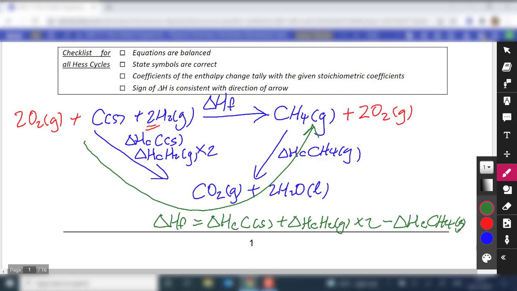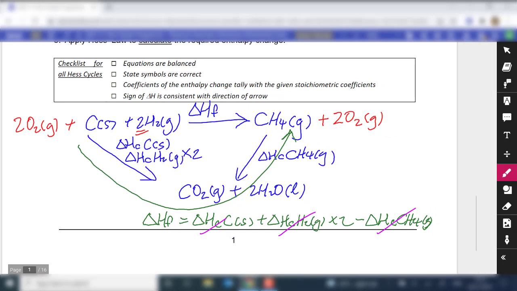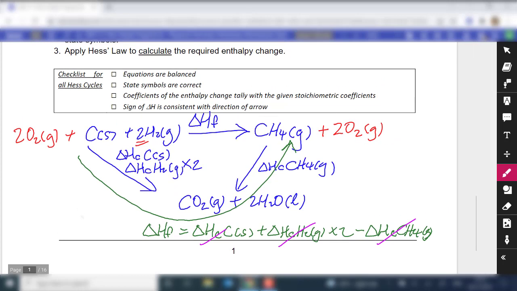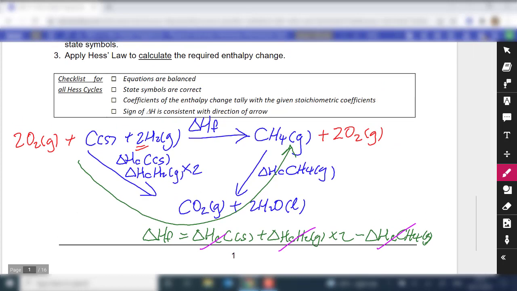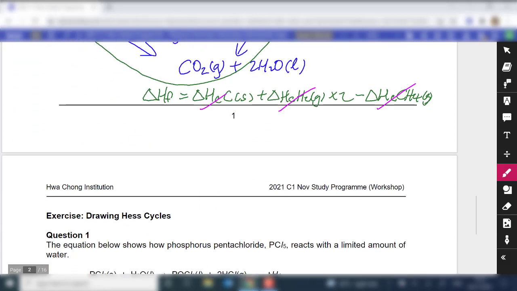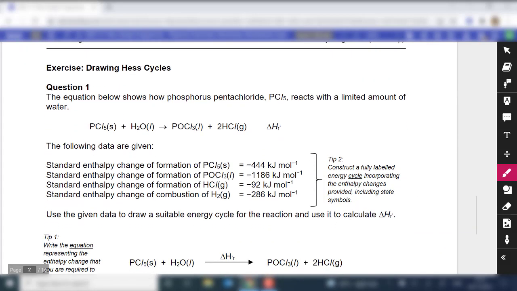Okay, so if we know the values to this, and this, we will be able to obtain a numerical answer for the enthalpy change of formation of methane. So this is how we go about drawing the Hess cycle in a nutshell, and why we need to draw the Hess cycle. We will now move on to question 1.